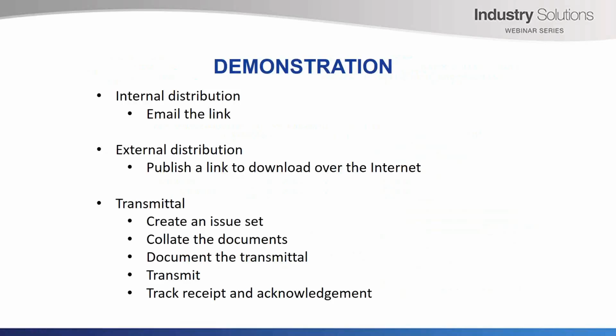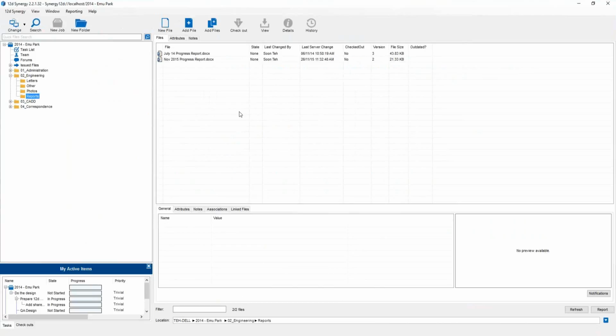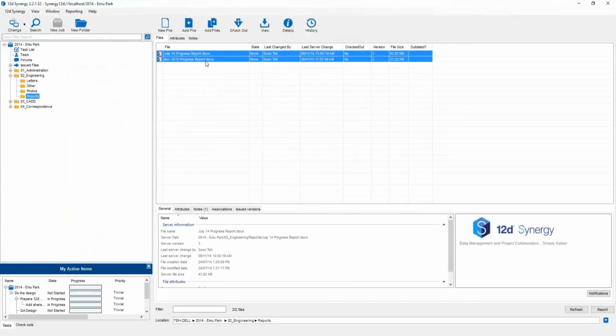So at this point, I'm going to minimize this screen, and I'm going to call up 12D Synergy. So here we have an instance of 12D Synergy. I'm in a folder called Reports, and there are 2 documents in this report. So I'm going to start by distributing this to an internal recipient. To do that, I highlight the documents.